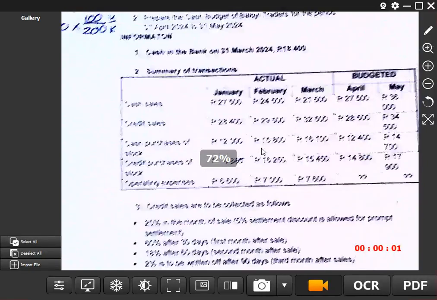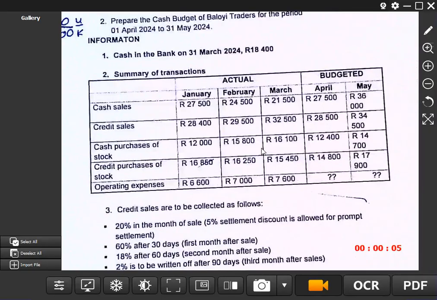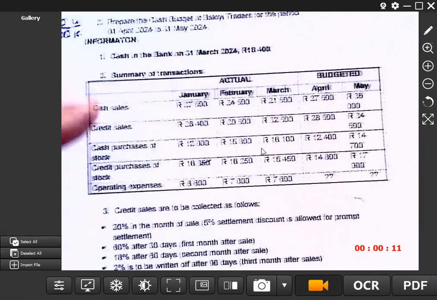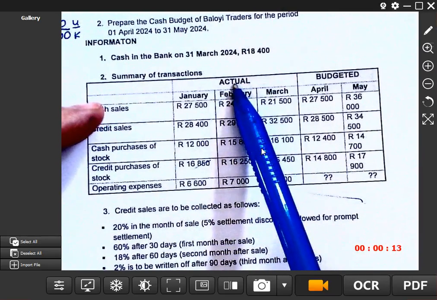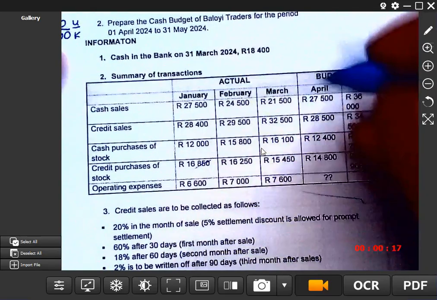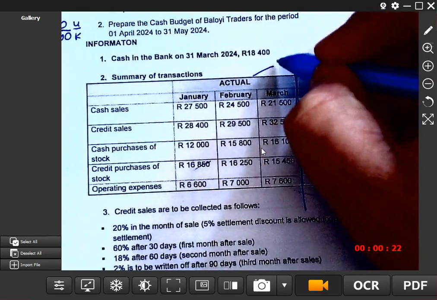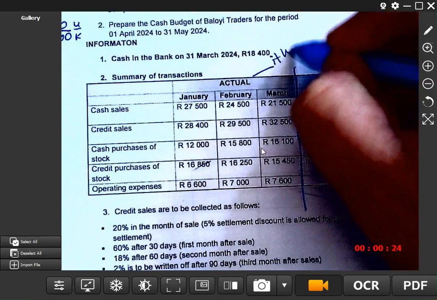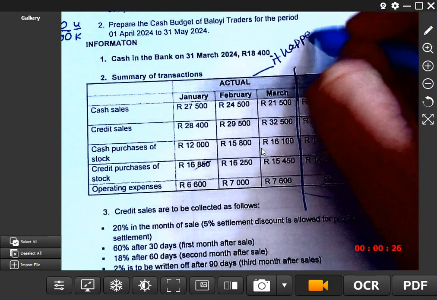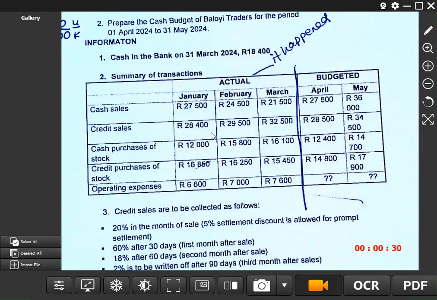I look at this, the first thing you see here is they give me cash sales, cash purchases, credit purchases, operating expenses. Right. But now I want you to see these two words. Do you see there's a word actual and budgeted? Okay. Actual, can you see there's a line there? Means it happened. This isn't a budget.